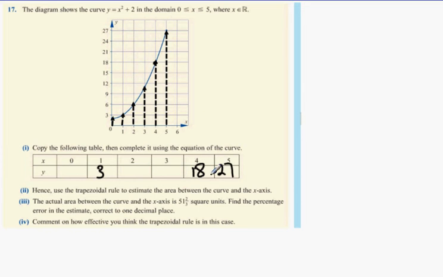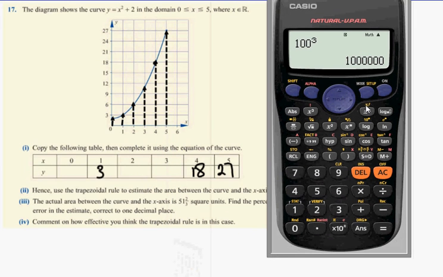But the problem is there's some of them that don't fall exactly on a line, therefore I can't really read them. So what you're going to do is go to the calculator, go to your table function, which is number 3, and put in this formula here, x squared plus 2. You're going to start at 0 and end at 5. Now, step is 1. The reason I know the step is 1: 0 to 1, 1 to 2, 2 to 3.